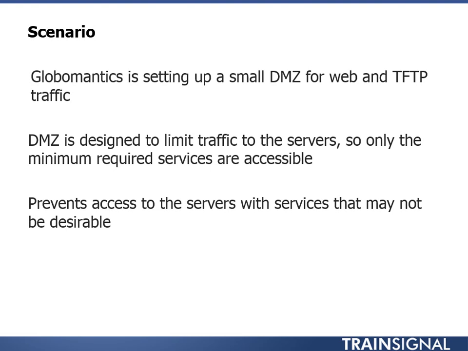What this means is if we have a web server in our DMZ area of our network, we want to make sure that we only allow web traffic to the web server and not any traffic to the web server. This way we can protect our web server from receiving traffic that was never destined for it. We can actually block that with our access control list. And what this does is it prevents access to the servers with services that may not be desirable. So really what we're trying to do is stop somebody from coming into our network and trying to attach to our server on SSH or some other port that we don't want them to.